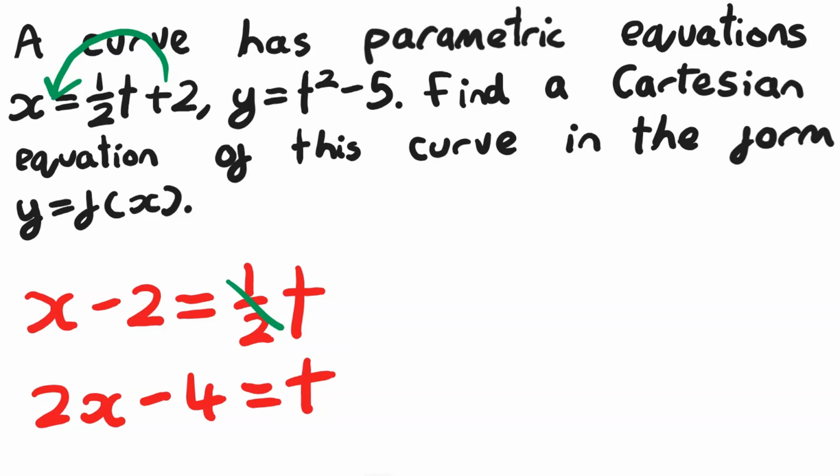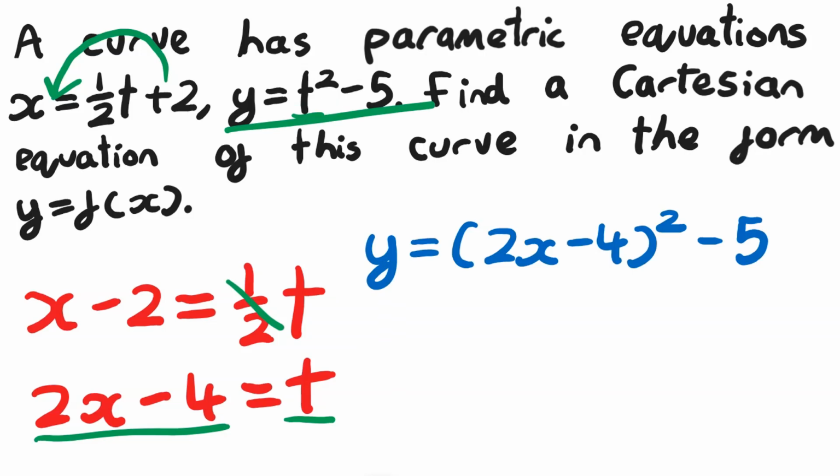So we've made t the subject, and now we're going to look at the other parametric equation, y is equal to t squared minus 5. What we're going to do is sub this t out for 2x minus 4. So this parametric equation becomes y is equal to, and we've got t squared here, so rather than t, we have 2x minus 4, and it's t squared, so it's 2x minus 4 to the power of 2, and then we've got this minus 5 on the end. This is in the form y is equal to f of x. We've got rid of the t terms, and we've got it in Cartesian form.